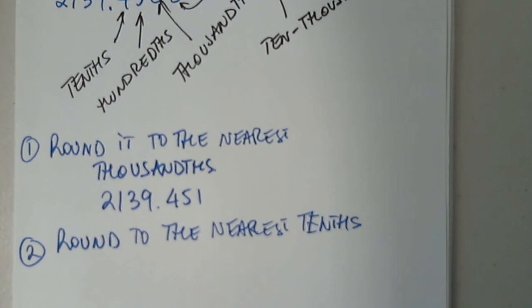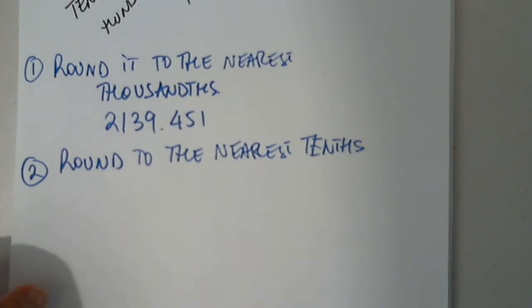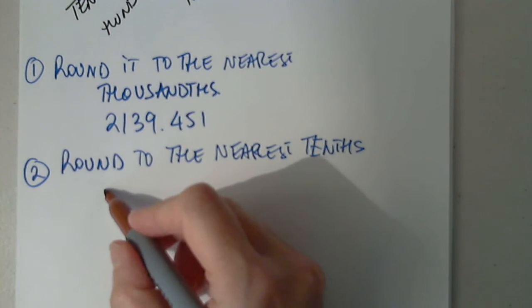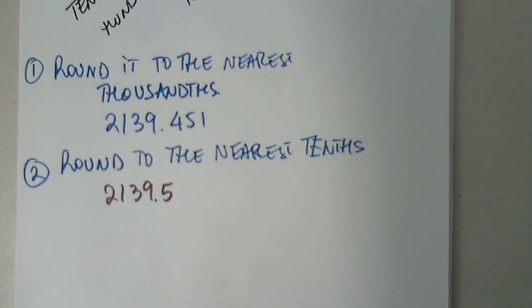So 2139.4508. Now I want to round to the nearest 10th. How do I do that? Can anyone give us the number? It'll be 2139.5. That's it. Very good.